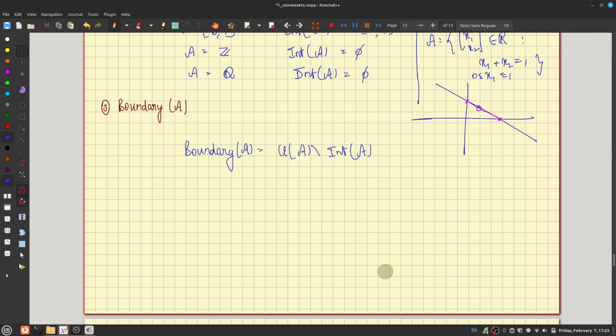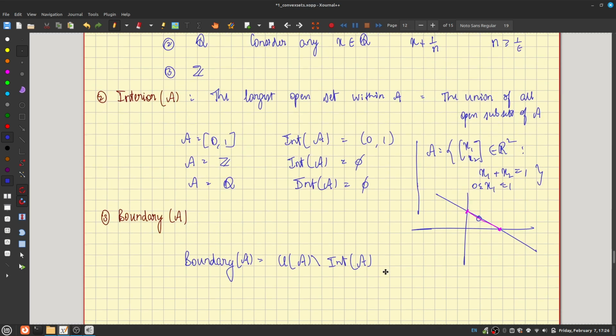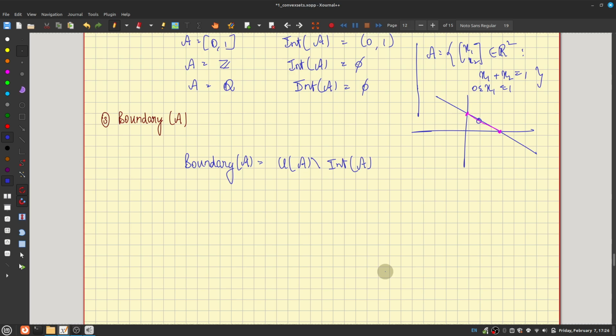Because you can fit an n-dimensional ball within your set A, correct? So in that case, the affine hull is equal to Rn itself, correct? And in that case, the interior will be equal to the relative interior. Okay. But one thing to note is that let's again go back to this example. What would the boundary of this set be?